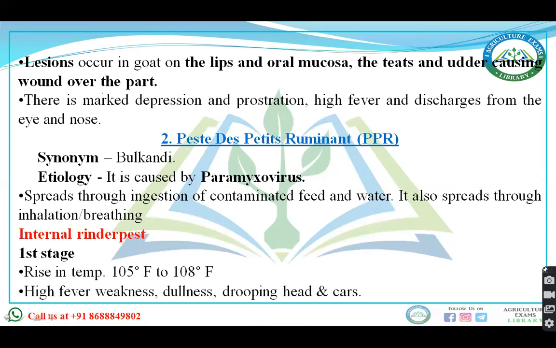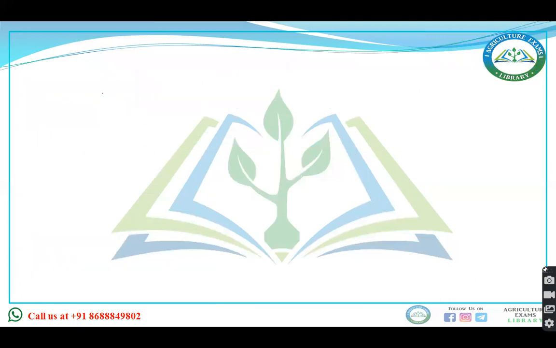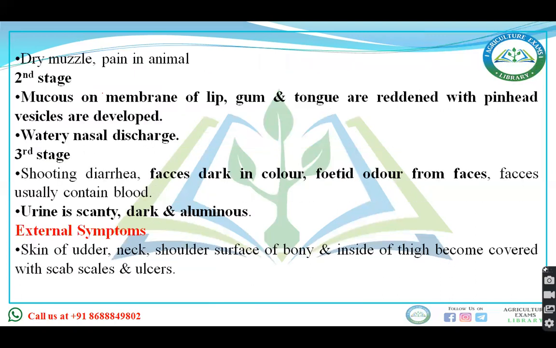Next is rinderpest. In the first stage, you will have a temperature of 105 to 108 degrees. In the second stage, mucus will be on the membrane of the lip. And at the third stage, there will be scanty urine. There will be a foul odor from the feces. These are the symptoms of rinderpest.